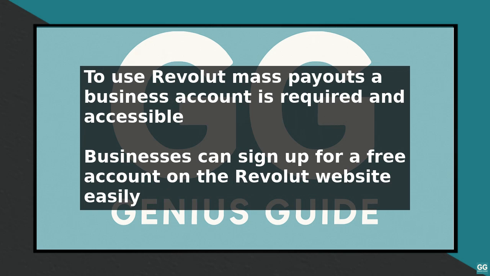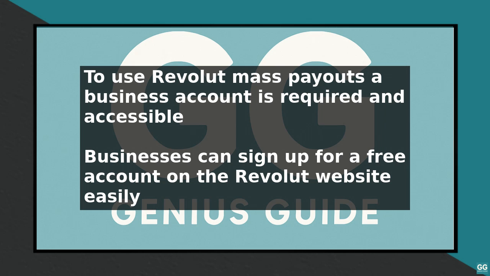Uploading recipient information. To send mass payouts, you need to upload the recipient information to Revolut. You can do this by uploading a CSV file that contains the recipient names, payment amounts, and currency. The CSV file should be formatted according to the Revolut specifications, which can be found on the Revolut website.